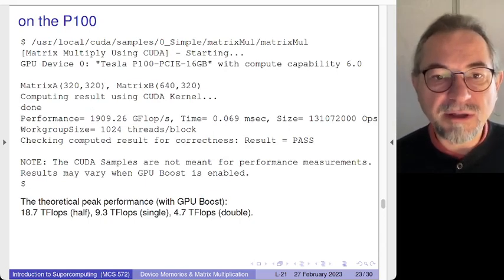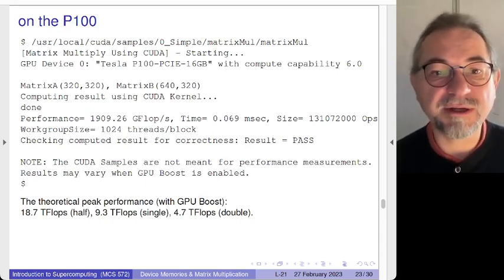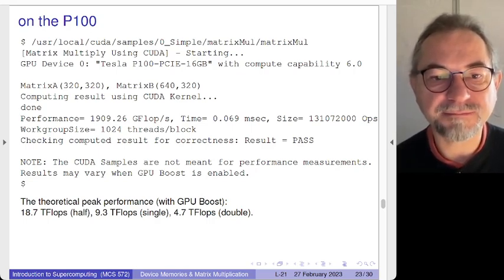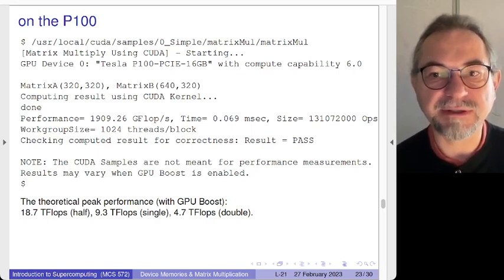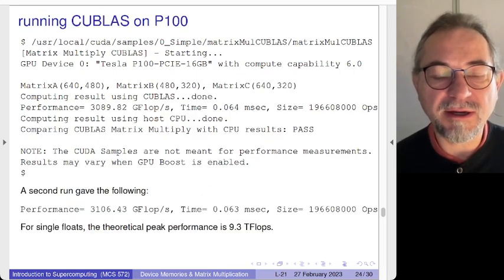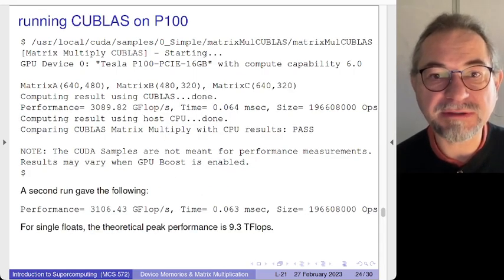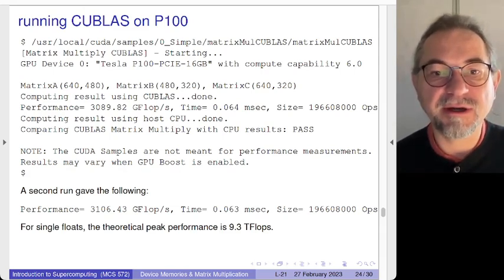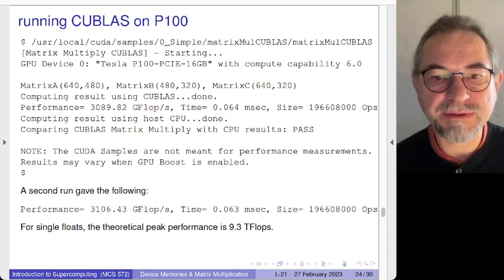Okay, so then Pascal. You see with Pascal, you get 1.9 teraflop performance. And again, we have the single float performance, peak performance on Pascal is 9.3. So we're not there yet, but this is quite good. On small matrices again. Okay, if you run the CUDA BLAS, you have 3 teraflop performance.